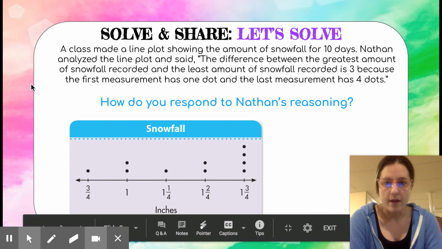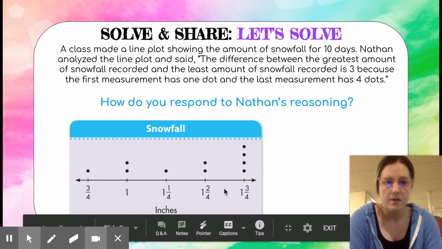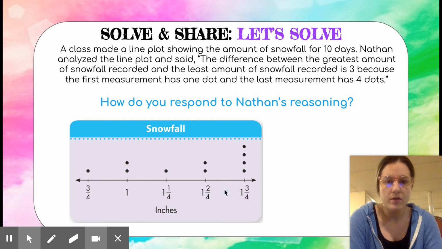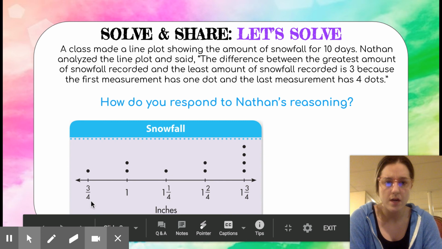So let's read this again. A class made a line plot showing the amount of snowfall for 10 days. Nathan analyzed the line plot and said the difference between the greatest amount of snowfall recorded and the least amount of snowfall recorded is 3 because the first measurement has 1 dot, 3/4 has 1 dot, and the last measurement has 4 dots, 1, 2, 3, 4. How would you respond to Nathan's reasoning?